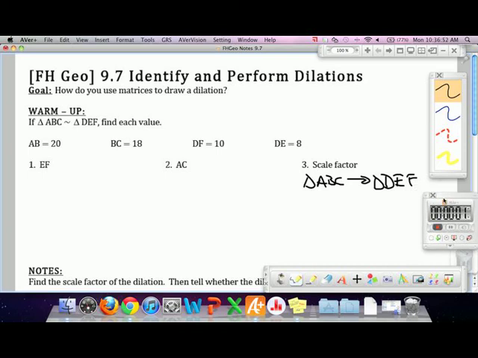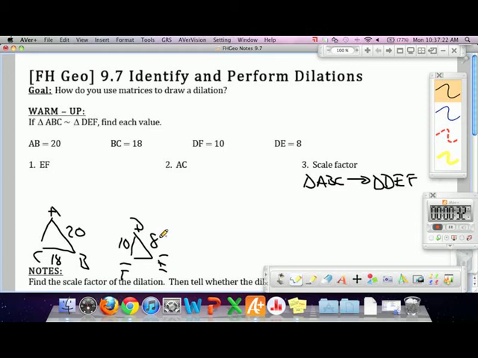Right, let's see. I would solve this one in the following fashion. I draw a triangle ABC. From the similarity statement, triangle DEF should be constructed like this. AB is 20, BC is 18, DF is 10, and DE is 8.